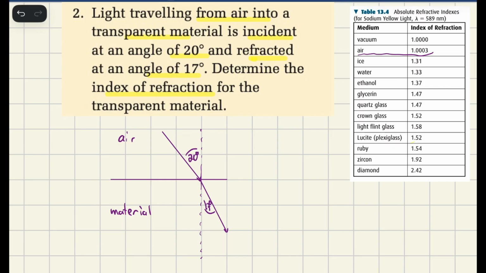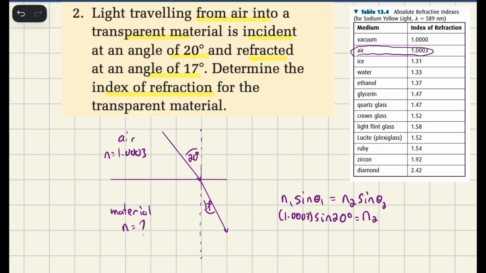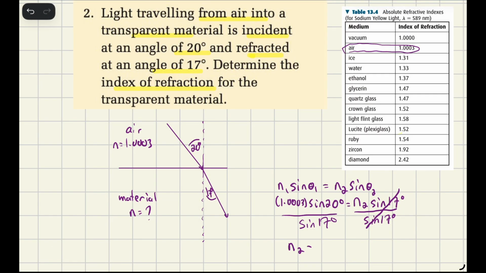And so we're going to use the index of refraction for air. And again, applying Snell's law, we're going to get the index of refraction for the transparent material, since we know the angle of refraction and the angle of incidence. And so applying the formula, we're going to isolate for n2. And when we do this carefully, and again, I'm dividing both sides by sine 17 degrees here, we should get a value of about 1.3.